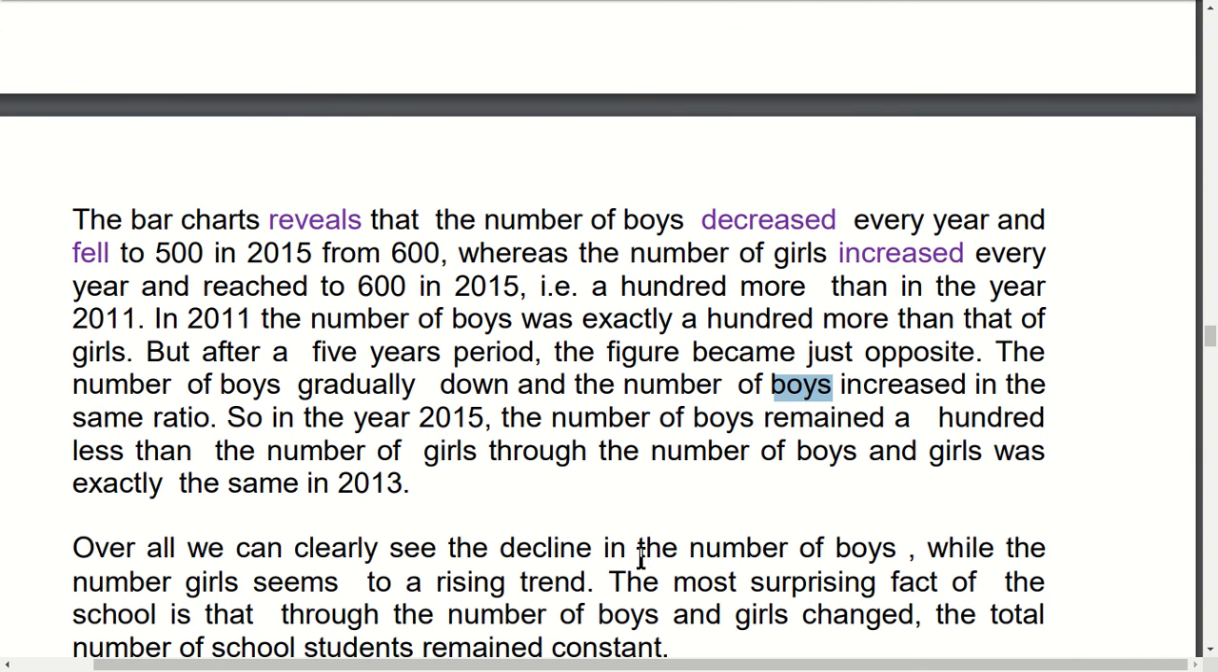Overall, we can clearly see the decline. Decline means down, goes down. That is a decline in the number of boys, while the number of girls seems to be a rising trend. Trend means nature, prakriti. The number of boys is decreasing and the number of girls is increasing.